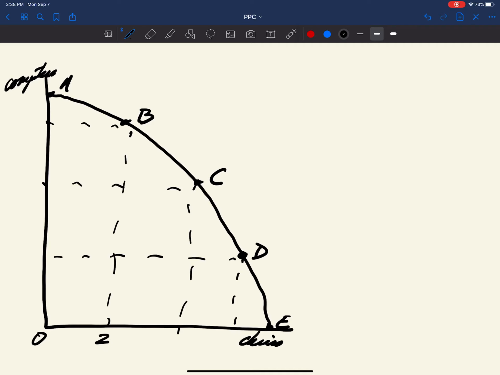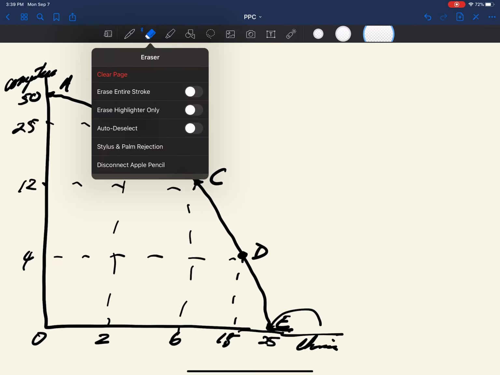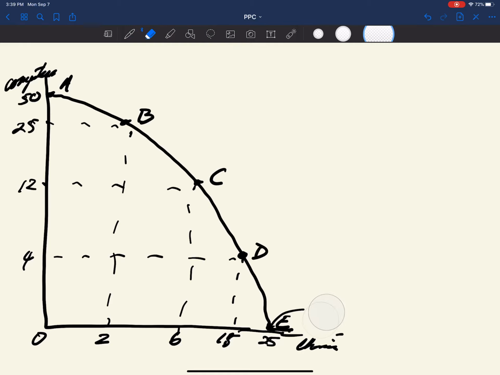And let's draw in some ideas here for numbers. All right, let's say 2 chairs, 6 chairs, 15 chairs, and let's say that this is 25 chairs. Okay, and let's say on this side I have 4, 12, 25, 50. Okay, so this is essentially what I've got here on this end in terms of making some kind of choice between these. So how do I read this in terms of opportunity cost?